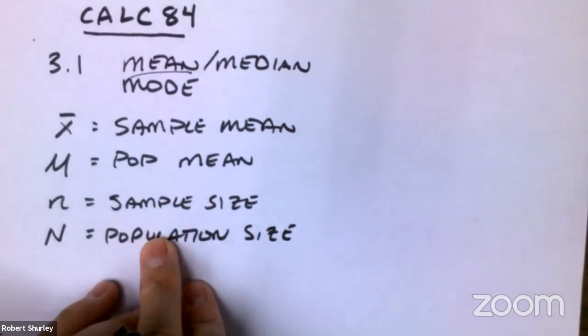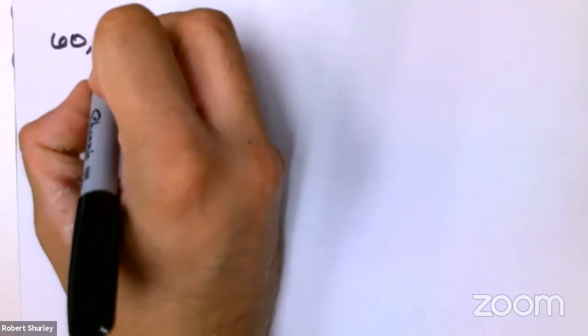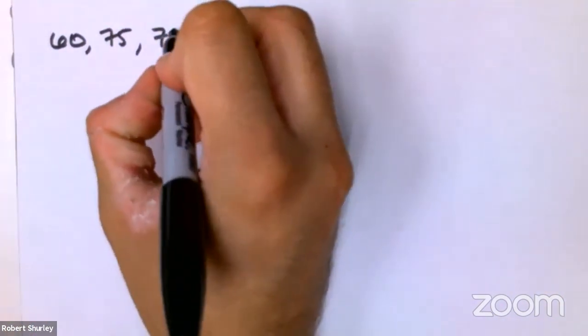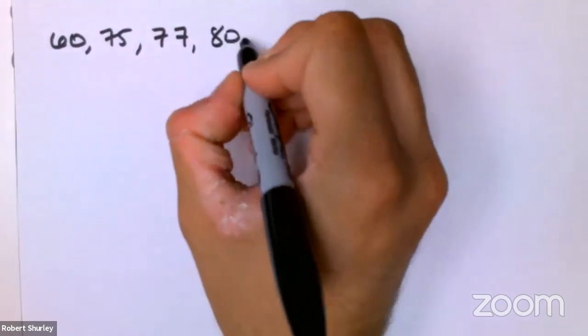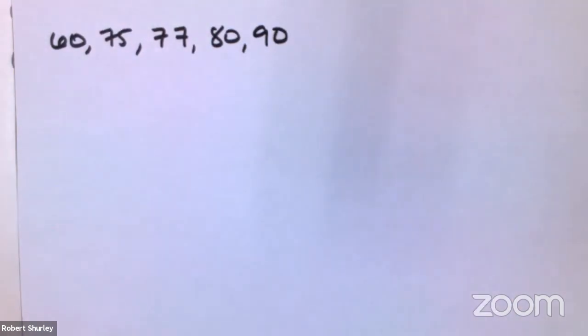I'm going to pop this off real fast. Hold on. And let's do another picture, because we're going to see a lot of this going forward. So if I wanted to get, let's say, the average on a test, and let's say the first test for one of my classes was like 60, 75, 77, 80, and 90.